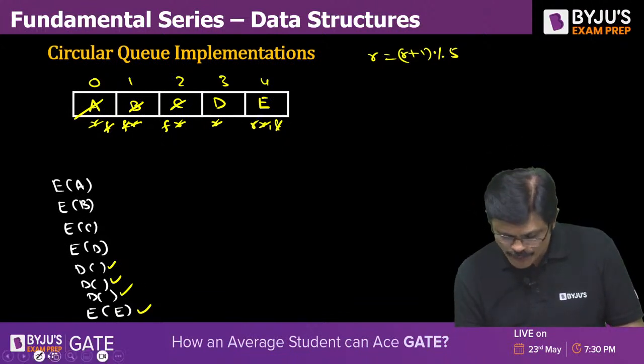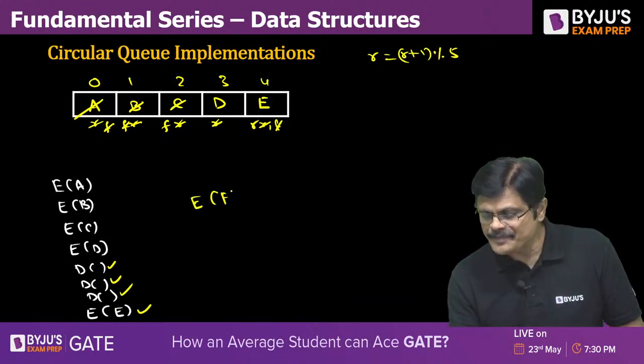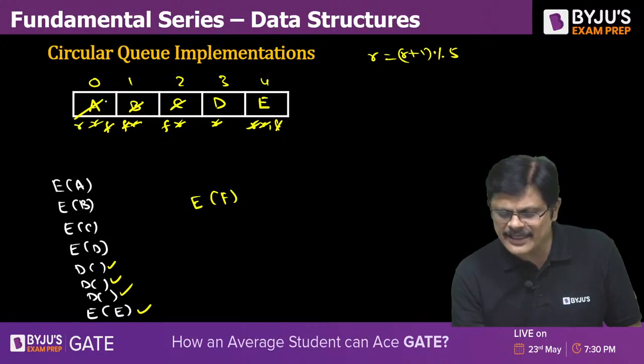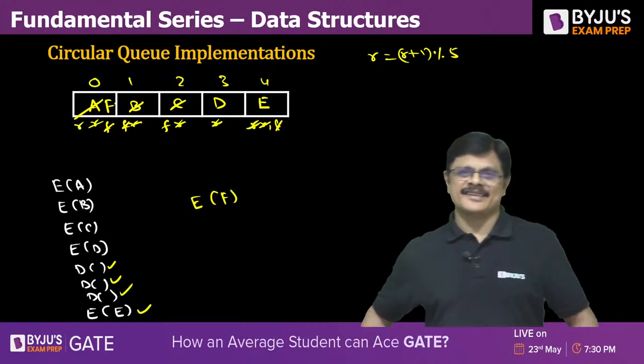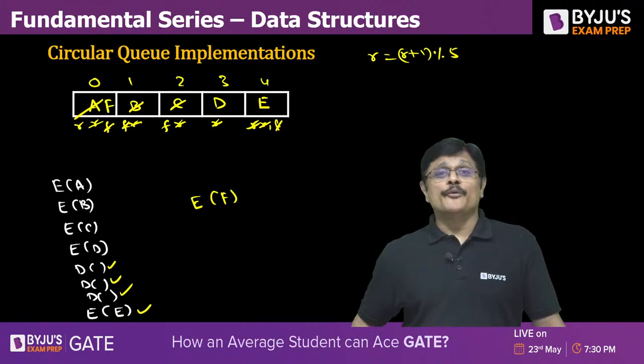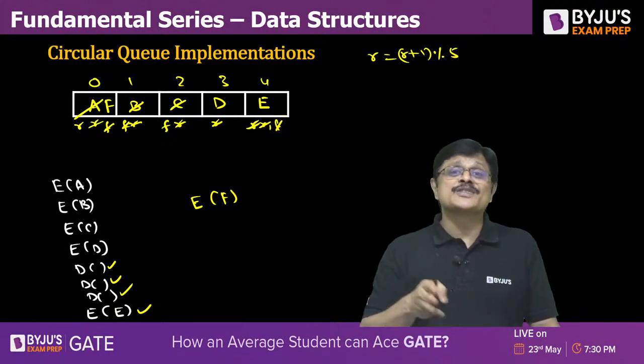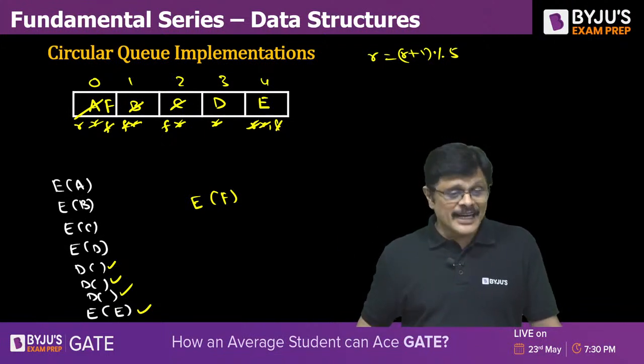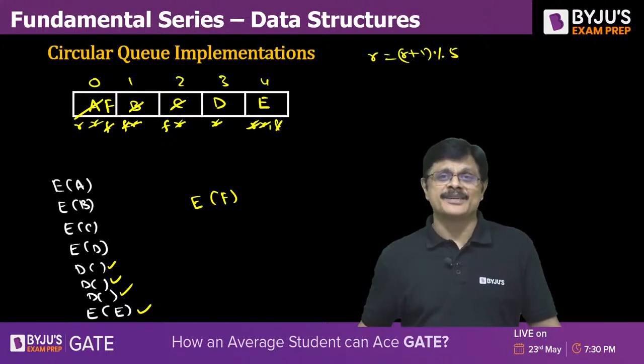Again, if you want to do one more NQ operation, say F, that also can be done. R is incremented, F can be inserted. So we can use the positions which are vacant, my dear friends. That is the advantage of the circular queue implementation.